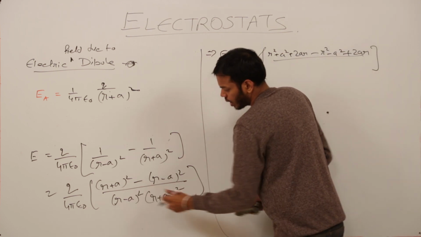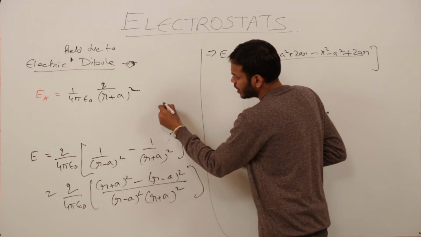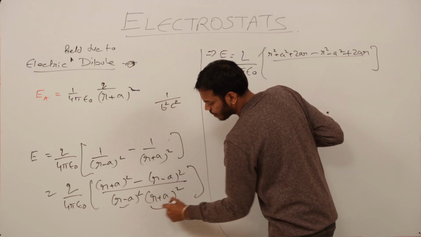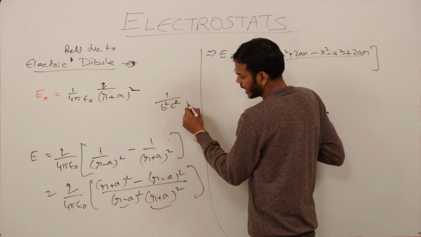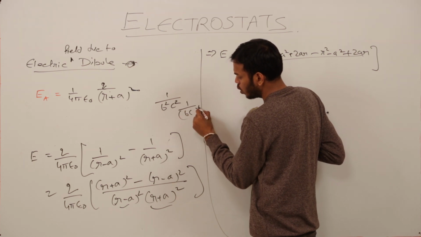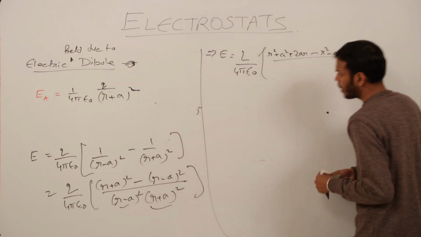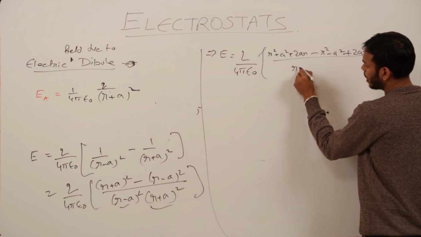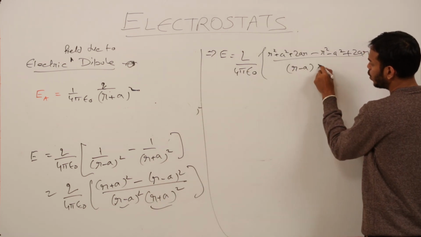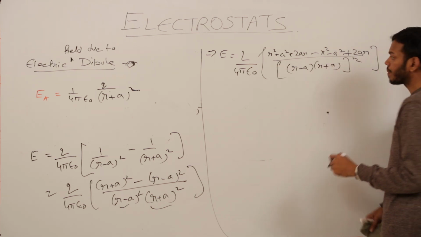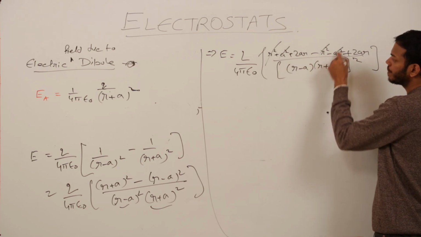Upon, this is in this format, 1 upon B square into C square, this whole term. I can write this thing as 1 upon (B into C) whole square. Simple. So I am rewriting this part as (R minus A) into (R plus A) whole square.